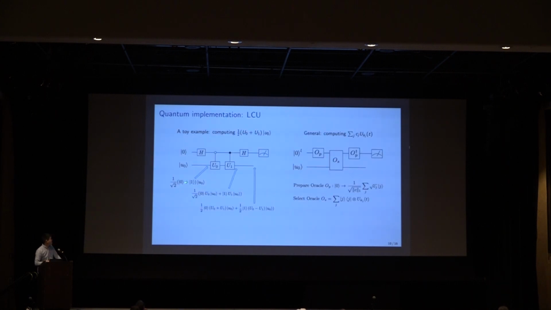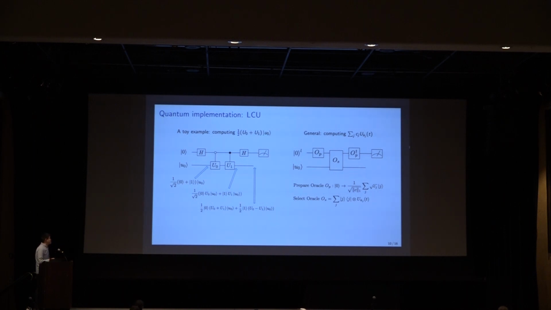The first is the quantum subroutine, the linear combination of unitaries. This is a one-page introduction on what the LCU is doing. I will always start with a toy example. That is, we just want to do some simple linear combination. We just have two unitaries, U0 and U1, and we do a uniform superposition or something like that.